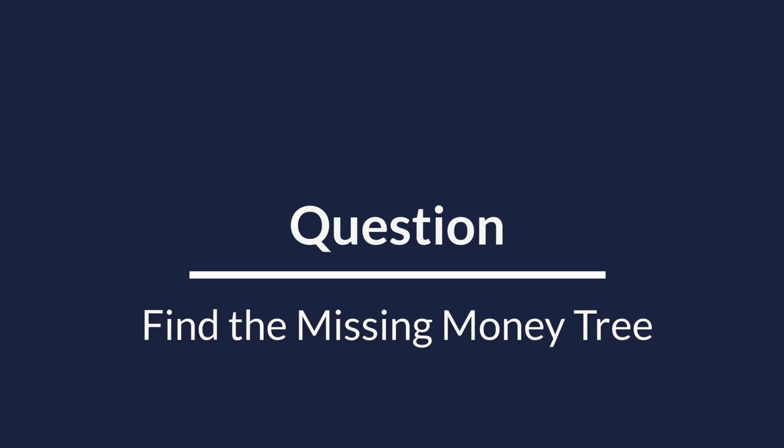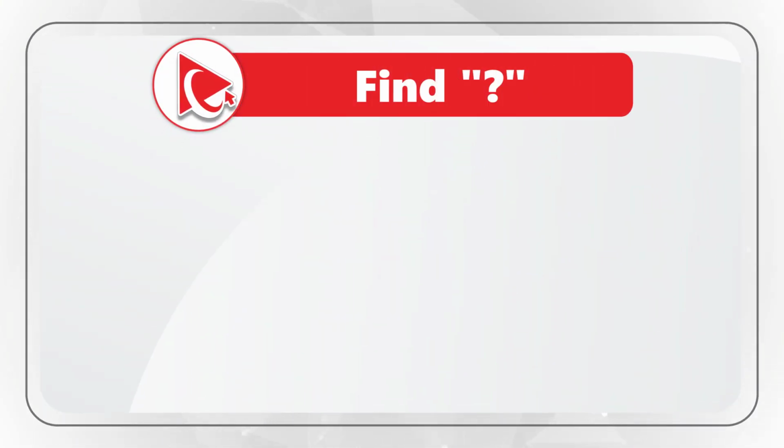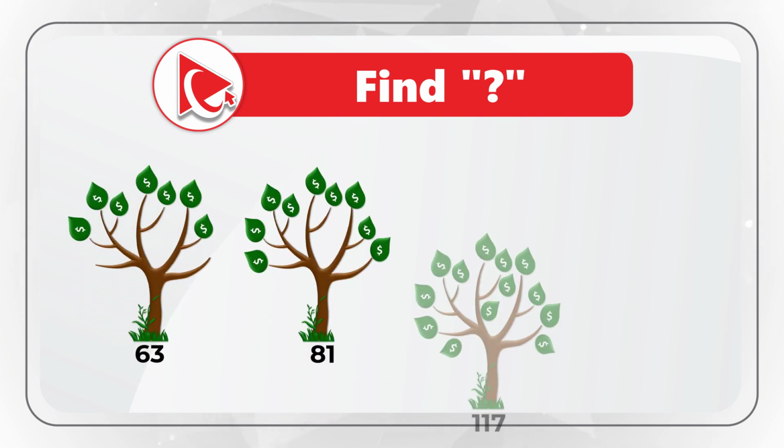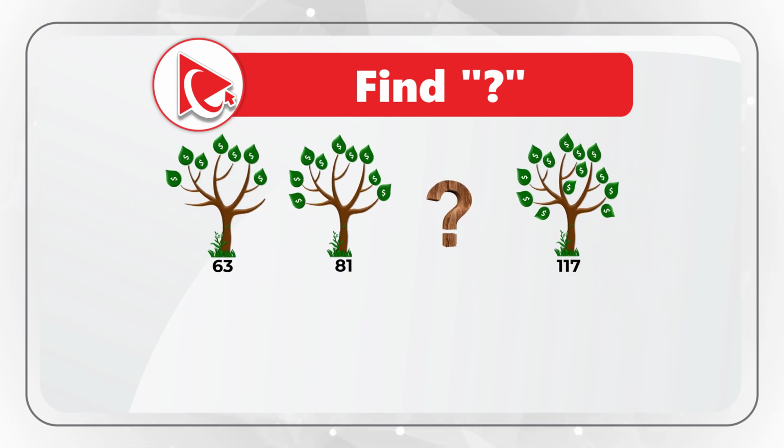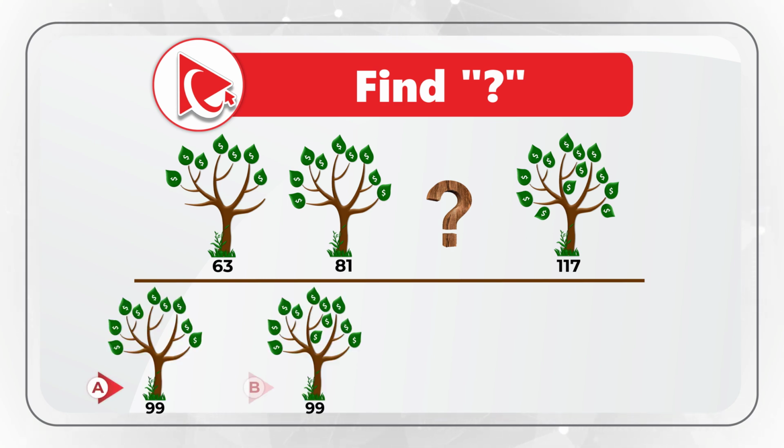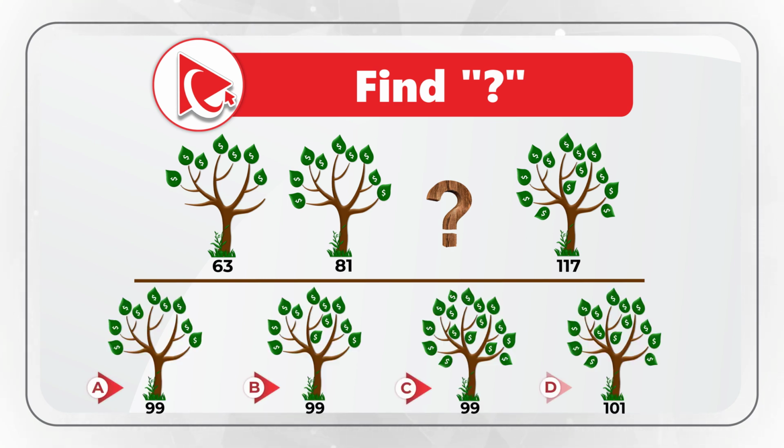Have you ever dreamed of finding the tree where money grows on the branches? Now is your opportunity. You're presented with 3 money trees and the 4th one is missing. You have 4 different choices to choose from to find the correct money tree. Choices A, B, C, and D. Take a close look to see if you can find the right matching one.